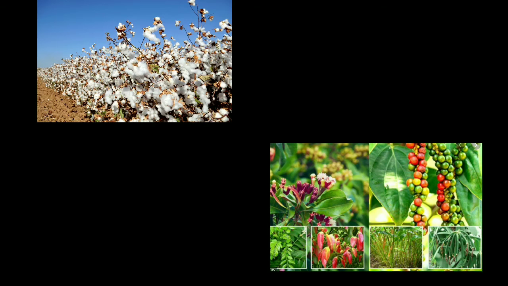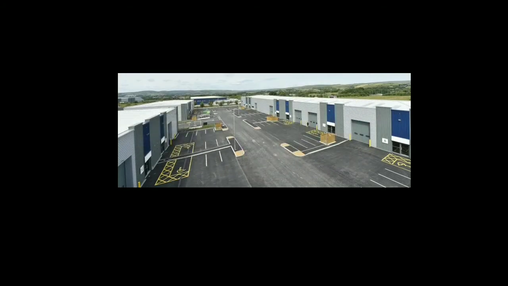Cotton and spices are also grown in this type of plantation farming or agriculture. After that, they are taken to industries so that they can process it, bake it, and then send it to the market. So industries also play a very important role in this plantation.